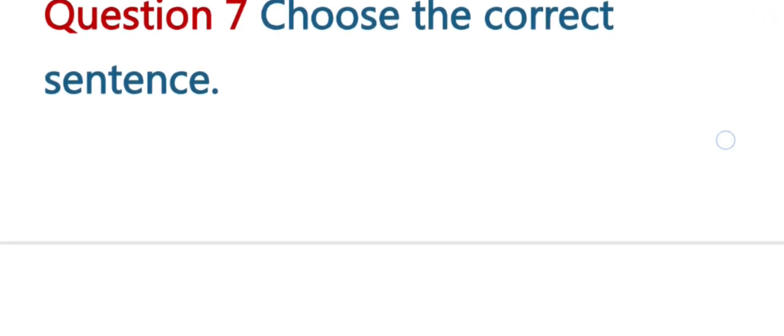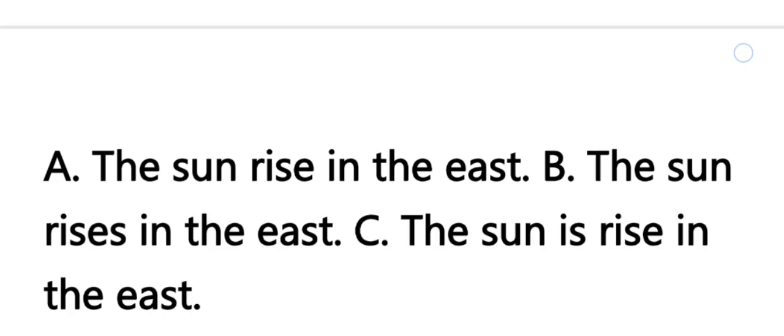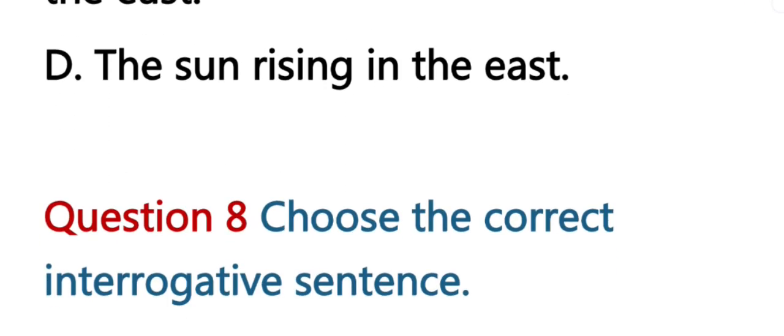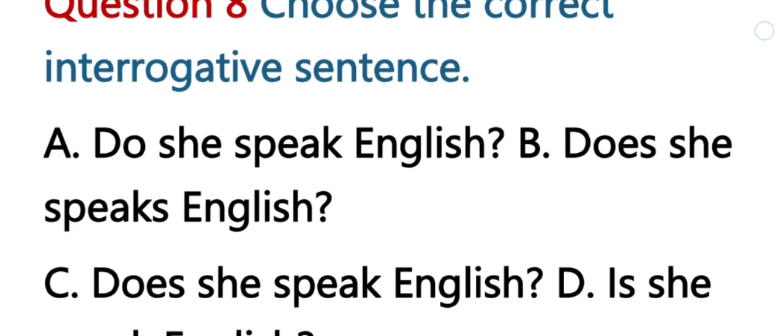And let's talk about question 7. Choose the correct sentence. Is it option A, the sun rises in the east? B, the sun rises in the east? C, the sun is rise in the east? Or is it D, the sun rising in the east? Think and write.